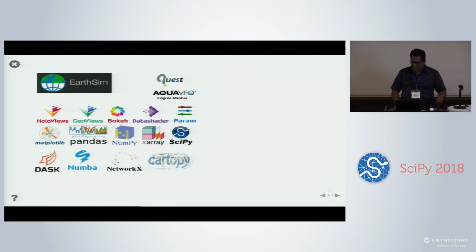This is the stack we have. It's basically the PyViz stack, plus we have released a couple of packages, Quest and others, which get environmental data and help you manage it and stuff like that. And then we've been working with a company called Aquaveo. They have a very good constrained Delaunay mesher, which we use, and they have in a commercial product. We're pulling it out into an open source library so we can do triangular meshes and stuff. A lot of the work which we've done has been pushed back into Param, Datashader, Bokeh, GeoViews, HoloViews.